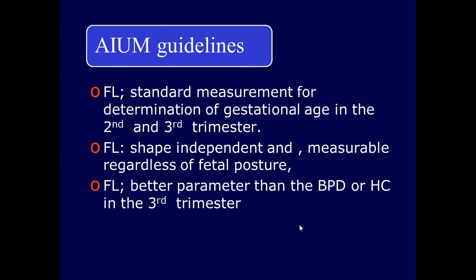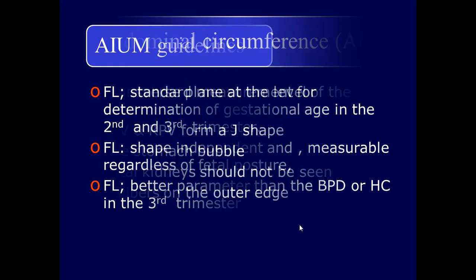The guidelines of the American Institute of Ultrasound in Medicine proposed femur length as a standard measurement for determination of gestational age in the second and third trimester, because femur length is shape independent and usually measurable regardless of fetal posture. It's generally a better parameter than BPD and head circumference in the third trimester.